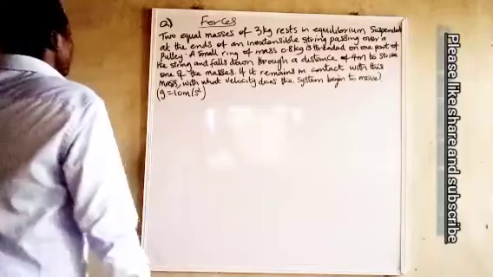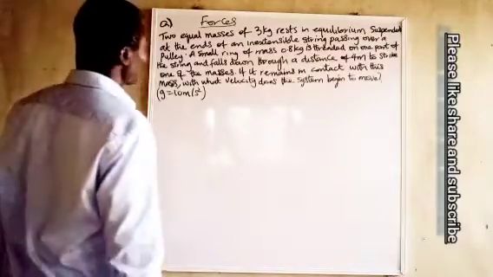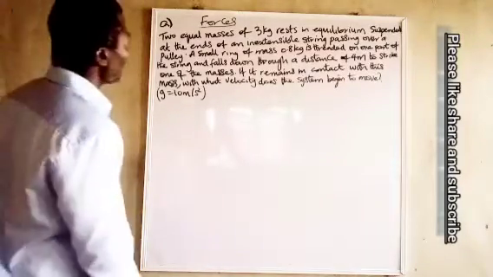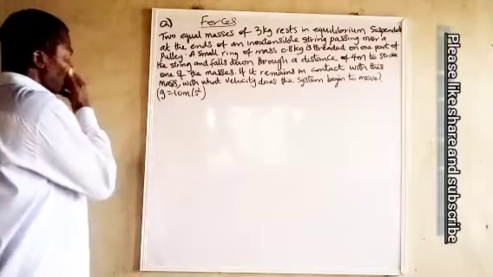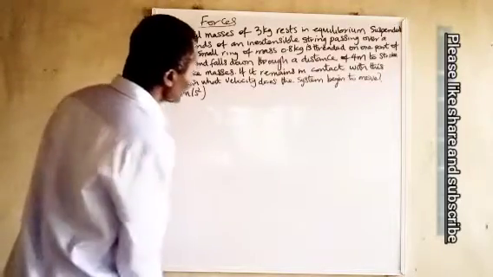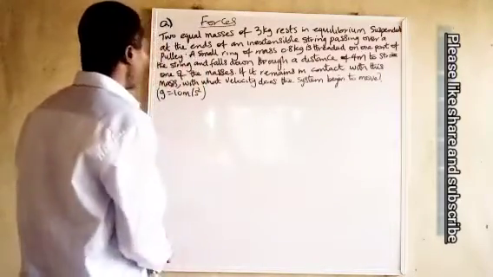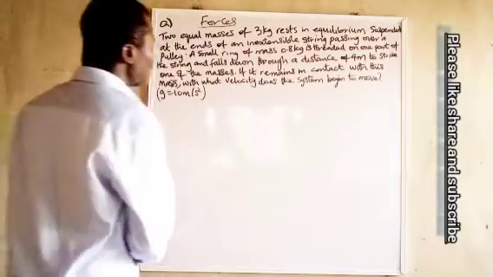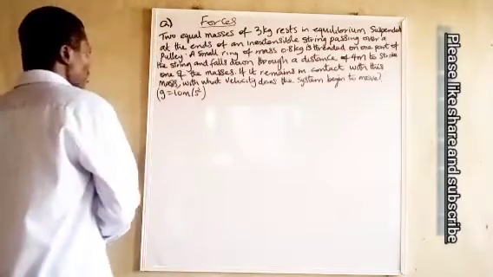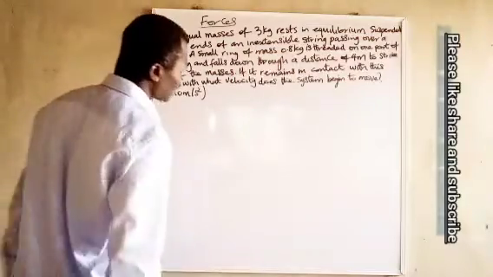Two equal masses of 3 kilograms rest in equilibrium, suspended at the end of an inextensible string passing over a pulley. A small ring of mass 0.8 kilogram is threaded on one part of the string and falls down through a distance of 4 meters to strike one of the masses. If it remains in contact with the mass, with what velocity does the system begin to move?